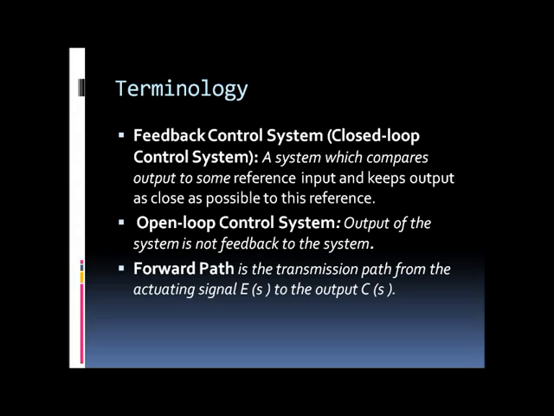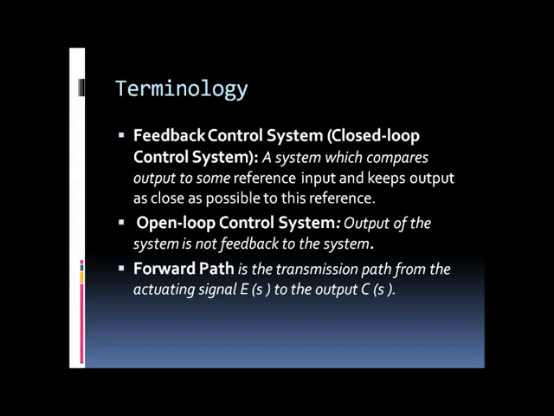We are now looking at the terminology which you might come across during the course of this video. The first one you see is the closed loop system. In a closed loop system, the output is given back as a reference for the input, and the system makes the output as close as possible to this reference. That is the closed loop system. Whereas in an open loop system, the output is not fed back to the system. That's the difference between the open loop and the closed loop system.